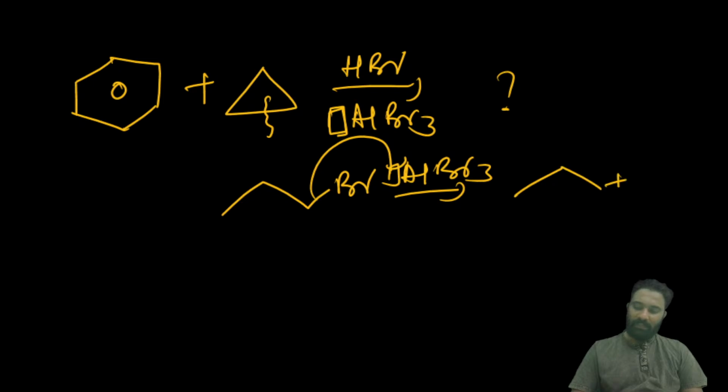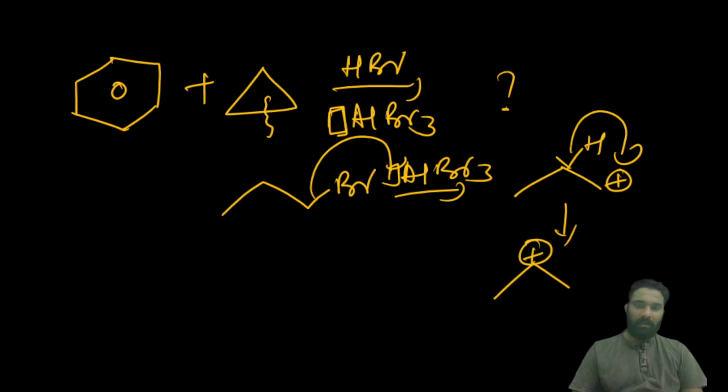Then we'll get the 1 degree carbocation. But the 1 degree carbocation is unstable, so rearrangement will happen. When the rearrangement happens, we will get isopropyl benzene. Isopropyl benzene you will get. Okay, next very important question.